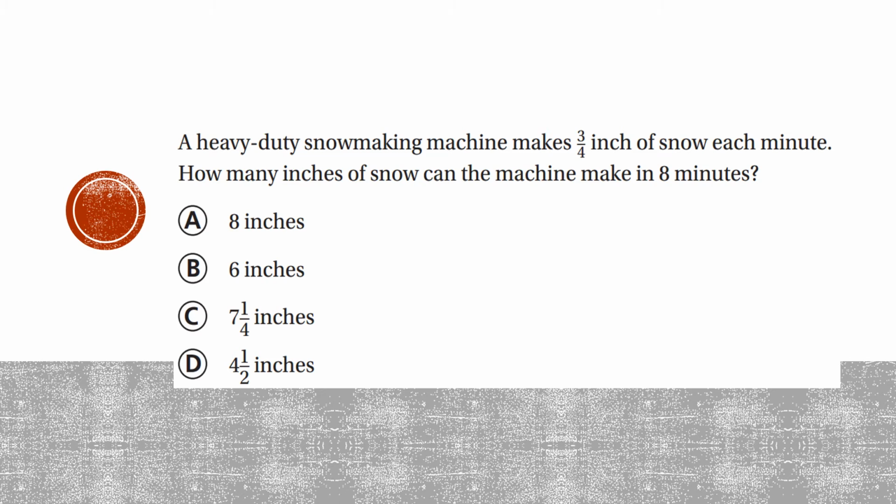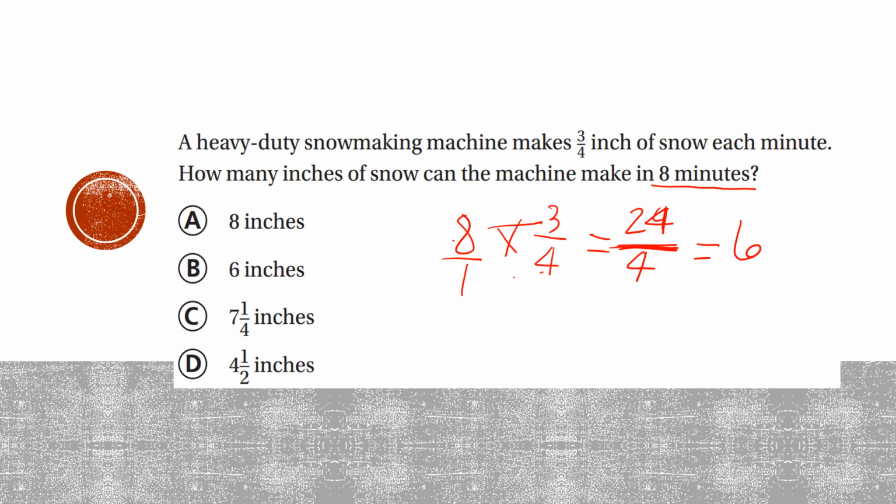Okay, trying one more. A heavy-duty snowmaking machine makes 3/4 inches of snow each minute. How many inches of snow can the machine make in 8 minutes? So this is repeat addition. 8 groups of 3/4, or 8 times 3/4. Add a 1. 8 times 3 is 24. 1 times 4 is 4. What is 24 divided by 4? How many groups of 4 can I make from 24? The answer is 6 inches.